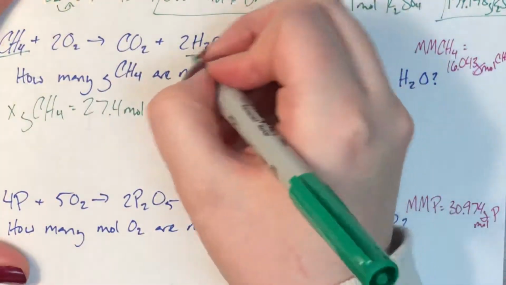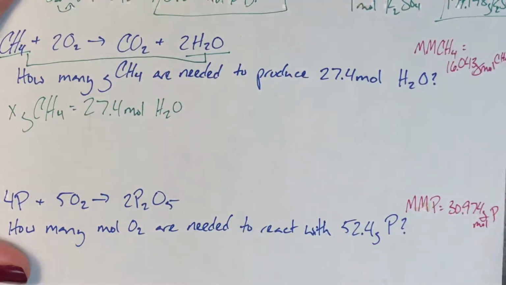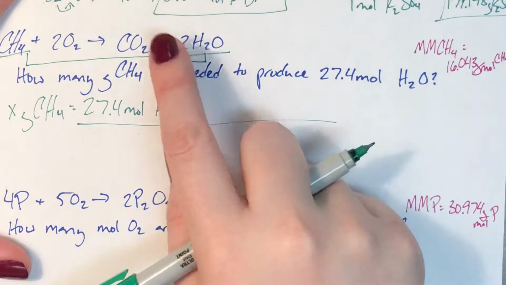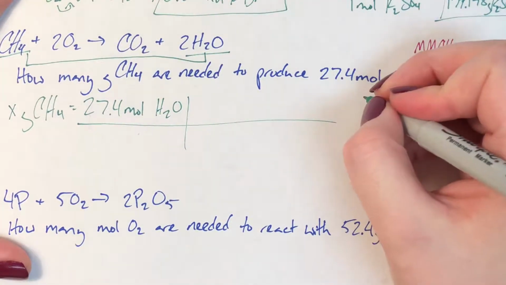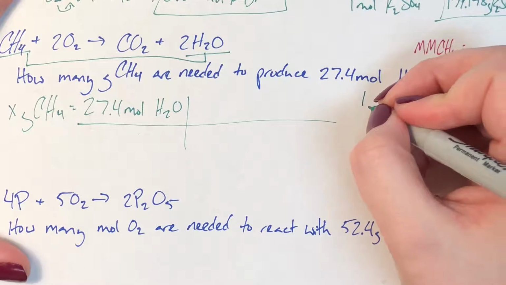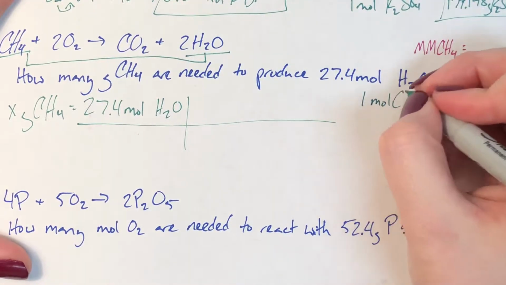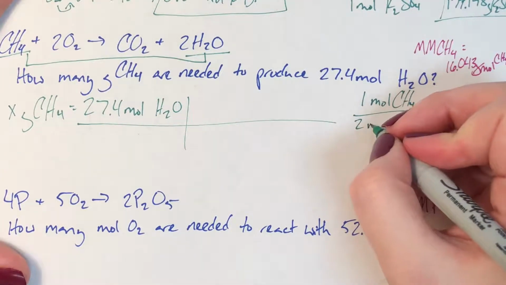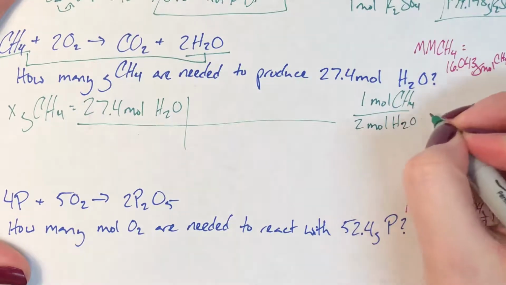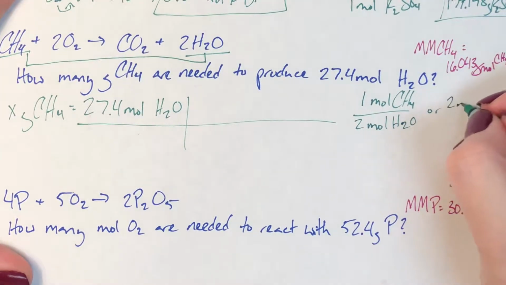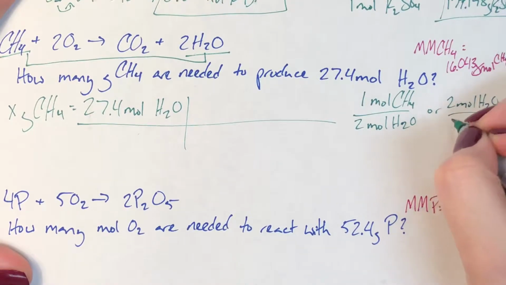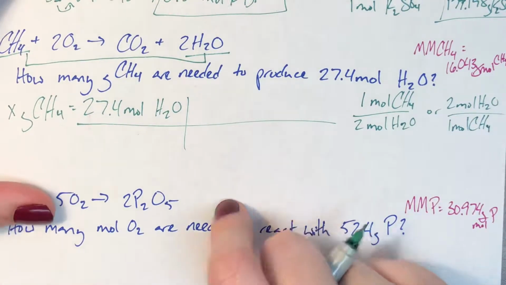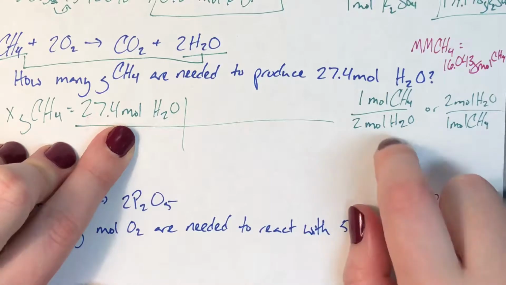So CH4 and H2O are the only compounds that I care about. I'm going to connect those. And since I know I'm going to have to go between those two compounds at some point, I'm going to create those mole ratios. Coefficient in front of CH4 is 1. It's invisible, so I'm going to write it. I'm going to say 1 mole CH4. And the coefficient in front of water is 2, so I'm going to say 2 moles H2O. And I'm going to restate that as 2 moles H2O for every 1 mole CH4.